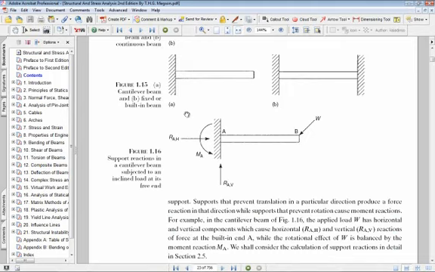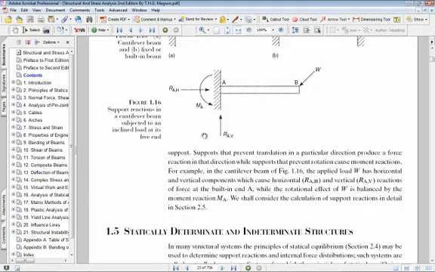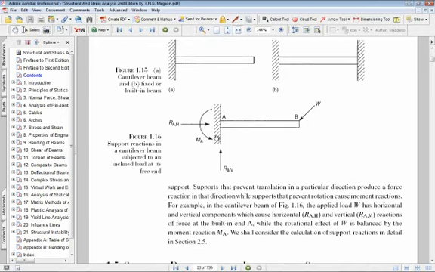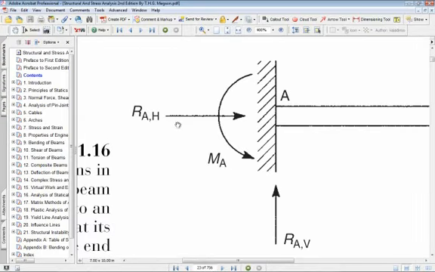statics. An example of a supporting system is a cantilever support. We are going to look at a typical application of a cantilever support. In a cantilever support, the support is restrained against vertical movements, and that's why we have a vertical reaction. It is restrained against horizontal movements, and you have a horizontal reaction. It is further restrained against rotation, and we have a moment acting at that support.